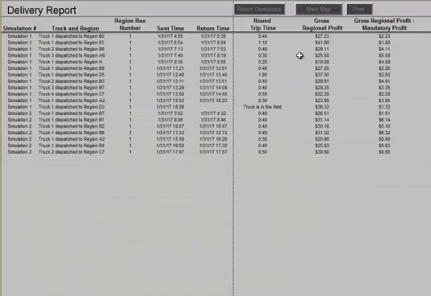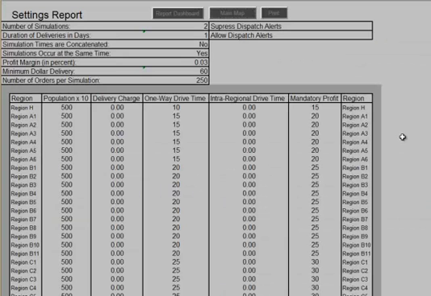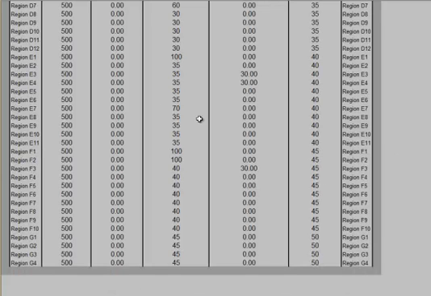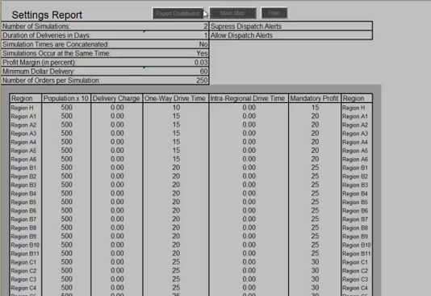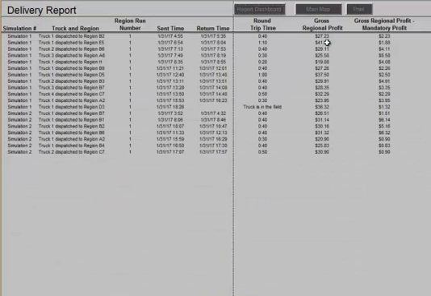Now, the H regions, let's see, we have the B regions. We specified a mandatory profit of $25. So the gross regional profit is $27.23, which is $2.23 above the mandatory profit. It is indeed working that way. The next was an E region. What was the E regions? $30, I believe. $40, I'd say. We can find that out rather quickly. Let's go to the settings report. The mandatory profit for the E regions was $40, yes. So we can go back to the delivery report and see that it met its mandatory profit by $1.88.